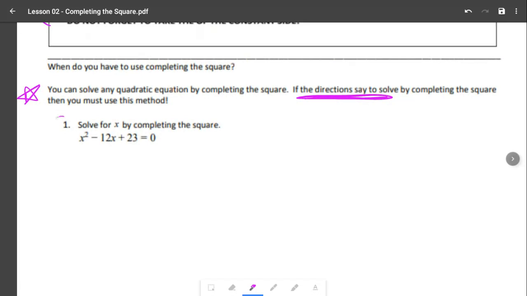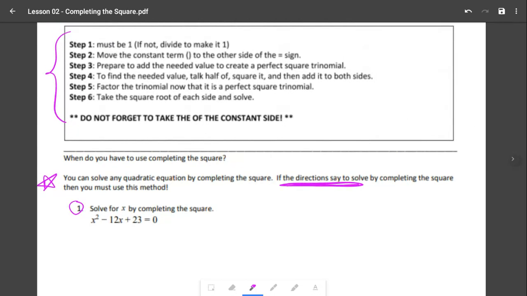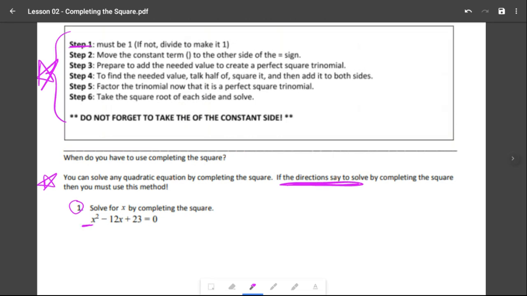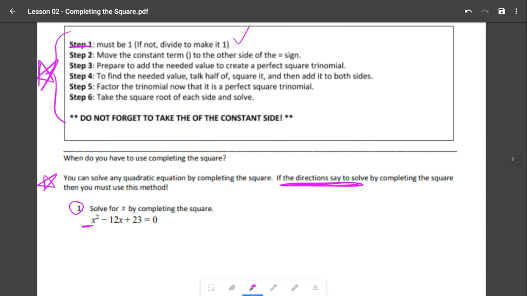So we're going to try number 1 right now. I'm going to follow these steps again up here. So step 1 must be... oh, that should say the leading coefficient must be 1. So make sure that it does say that in there. The leading coefficient must be 1. In this case, it is. So in front of the x squared, that is technically a 1 there. So we're good with step 1.